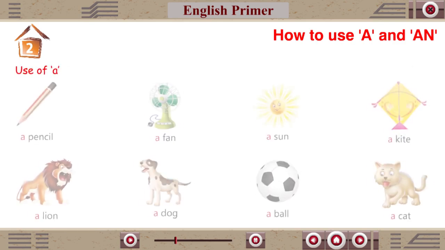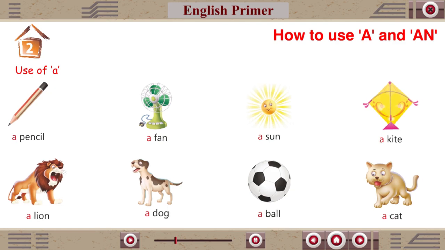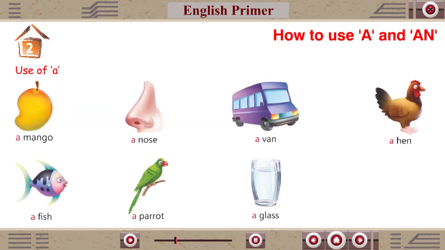Use of A. A pencil. A fan. A sun. A kite. A lion. A dog. A ball. A cat. A mango. A nose. A van. A hen. A fish. A parrot. A glass.